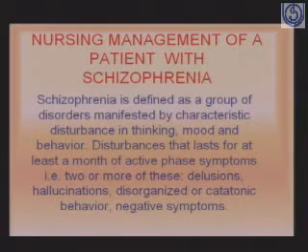And the symptoms will last for at least a month of active phase, that is, 2 or more of these symptoms will be present in the person for more than a month. For example, delusions, hallucinations, disorganized or catatonic behavior, negative symptoms. When we discuss symptoms, we will go into the details. All the symptoms will lead to a disorganized personality of the individual, and that is why it is known as split personality.